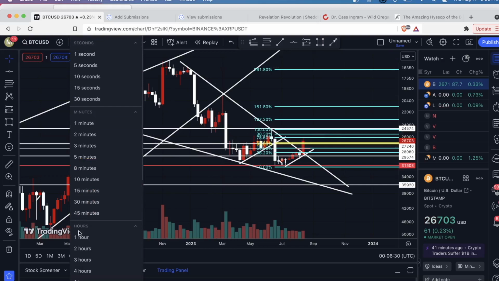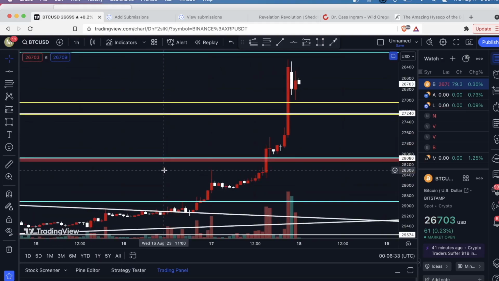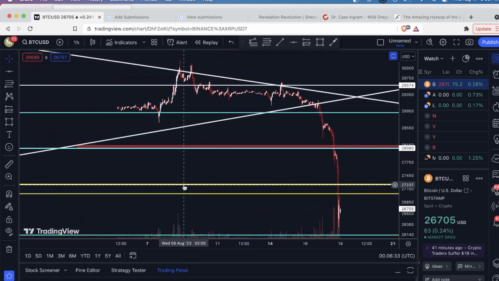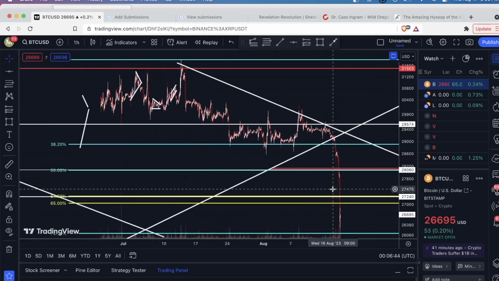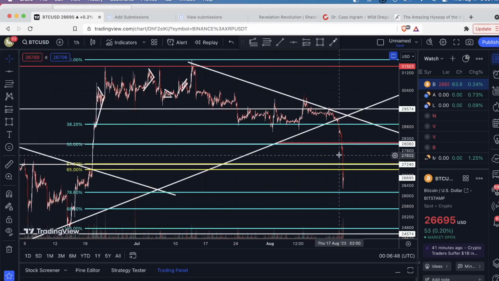Unfortunately, but yeah, in the short term, actually, I'll just switch this back. And yeah, in the short term, I imagine this is so overextended to the downside. We're probably going to make our way back up and test these levels as a potential resistance, right? Yeah, the 618 and the 50.